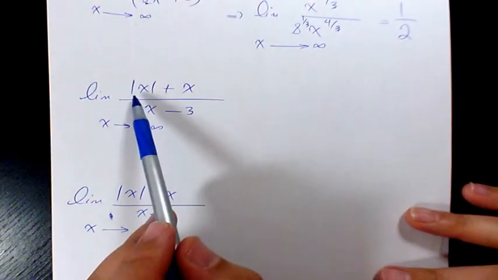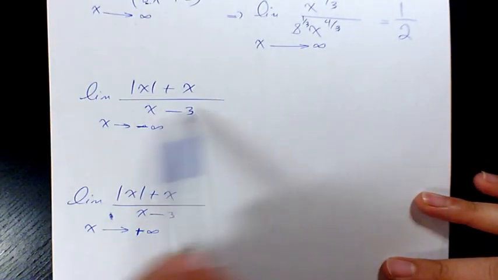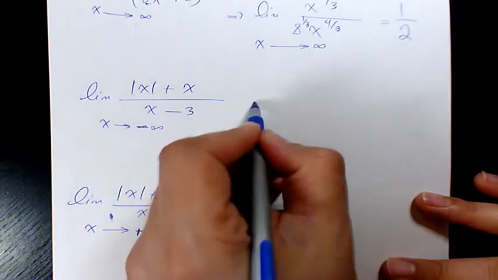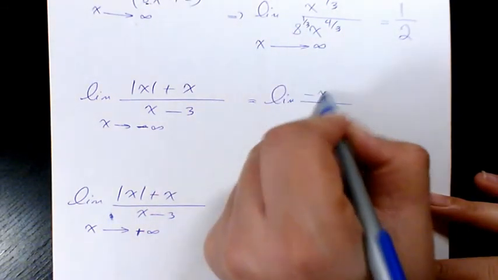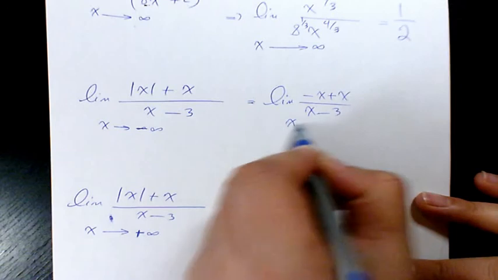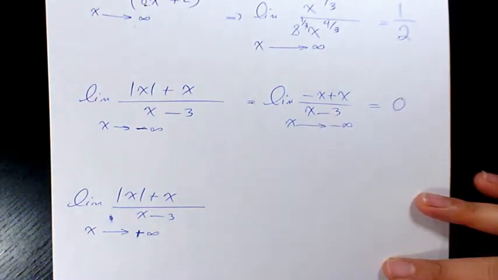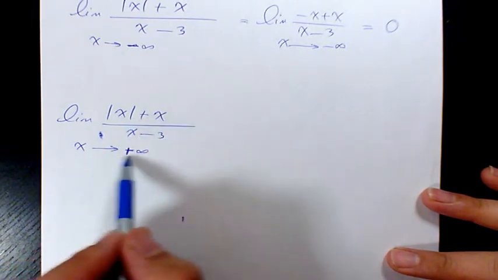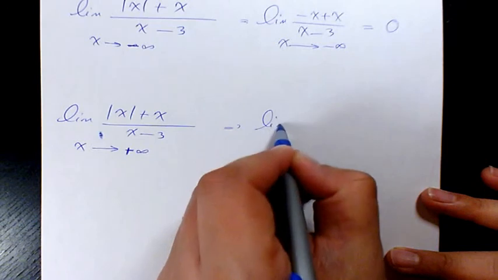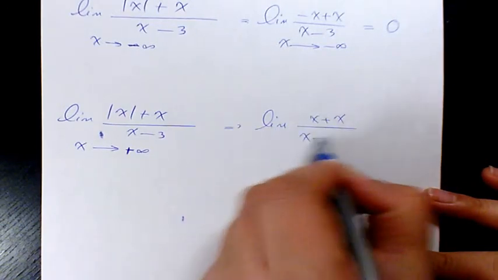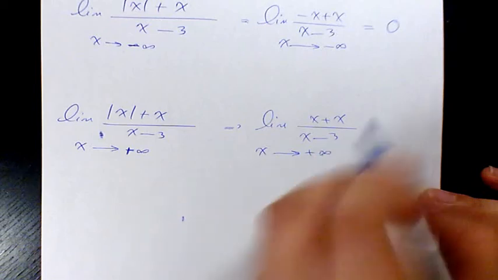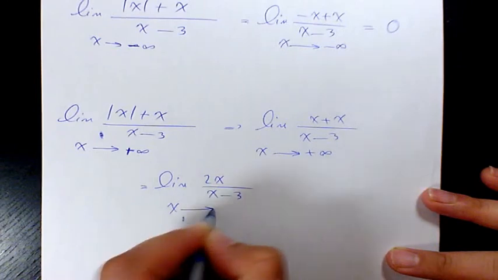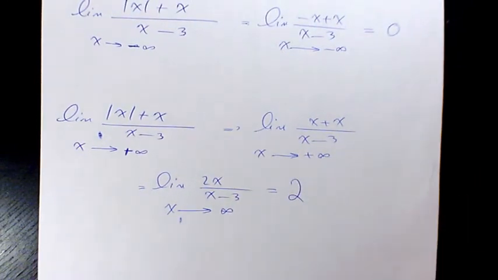Next one, the limit of (absolute value of x + x) over (x - 3) when x is approaching negative infinity. Since x is negative, the absolute value of x is going to be negative x. So negative x plus x over x minus 3 is going to be 0. And here, the limit of (absolute value of x + x) over (x - 3) when x is approaching positive infinity is going to be the limit of (x + x) over (x - 3), so that's the limit of 2x over x minus 3 when x is approaching infinity, which is going to be equal to 2.